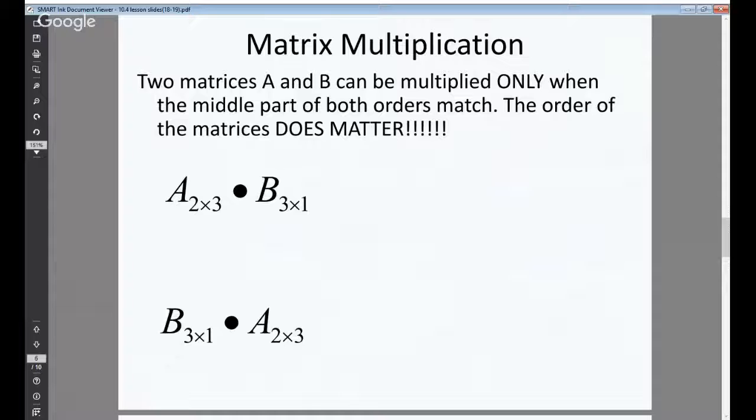Matrix multiplication. Now here's the thing about matrix multiplication. If you have two matrices, A and B, they can be multiplied only when the middle part of both orders match. And the order of the matrices does matter. Now let me explain. Let's say I have matrix A and matrix B. Let's say I want to multiply the two matrices so that matrix A is in the front and matrix B is in the back.